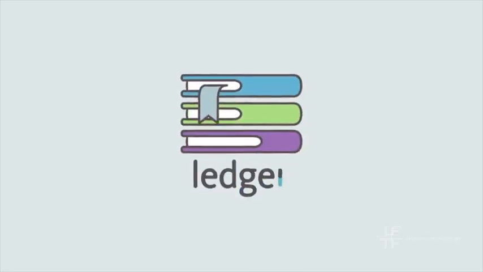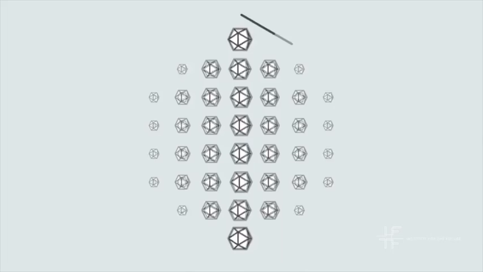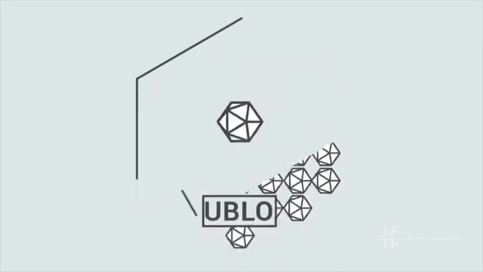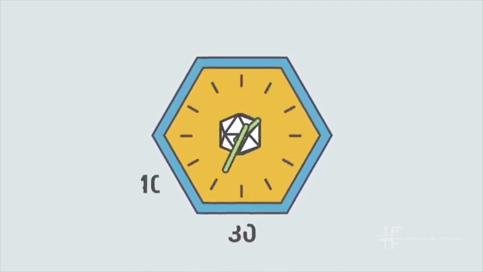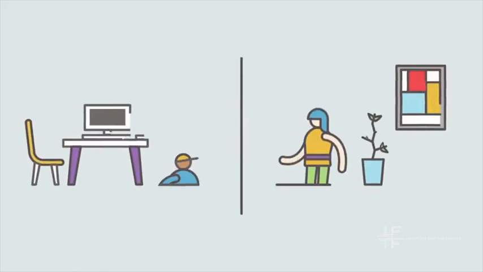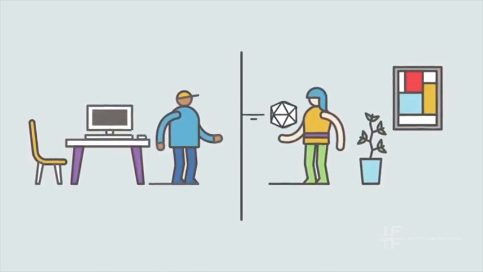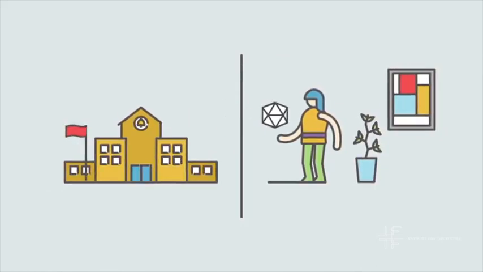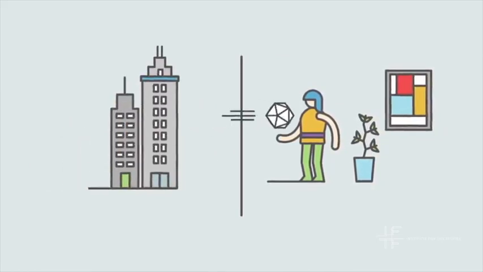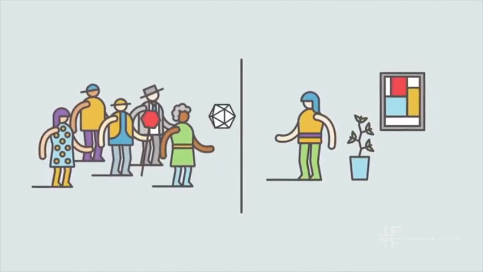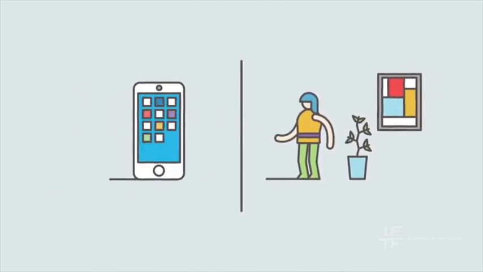Your ledger account tracks everything you've ever learned in units called EduBlocks. Each EduBlock represents 1 hour of learning in a particular subject. Anyone can grant EduBlocks to anyone else. You can earn EduBlocks from a formal institution like a school or your workplace, but you can also earn them from individuals or informal groups like a community center or an app.